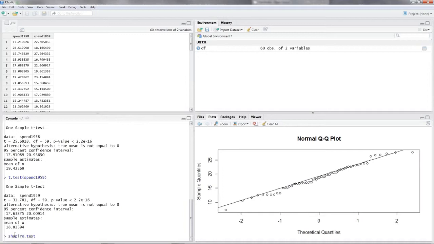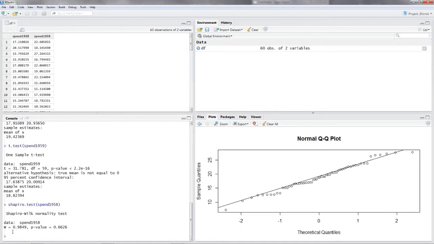You put in Shapiro.test, open the parentheses, and then you put in the single variable or the single data you want to check for normality. So we have to check the spending 1958 for normality and the spending 1959. So Shapiro.test parentheses spending 1958. Okay. What it does, it gives you a p-value right here. The null hypothesis is that there is a normal distribution. The alternative hypothesis is no normal distribution.